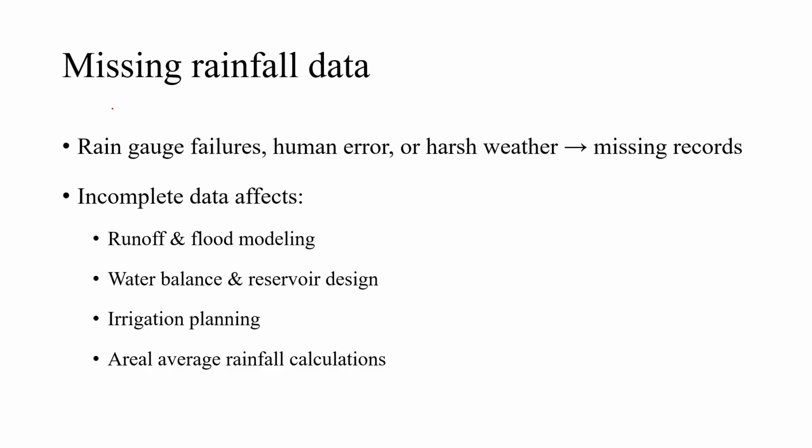The rainfall records often have gaps due to gauge failure, observer absence, equipment issues, or extreme weather. These missing values can seriously affect hydrological analysis such as flood forecasting, water resource planning, reservoir designing, and even average areal rainfall calculation. In this video, we will cover the most commonly used practical methods to fill those gaps reliably using data from nearby rain gauges.